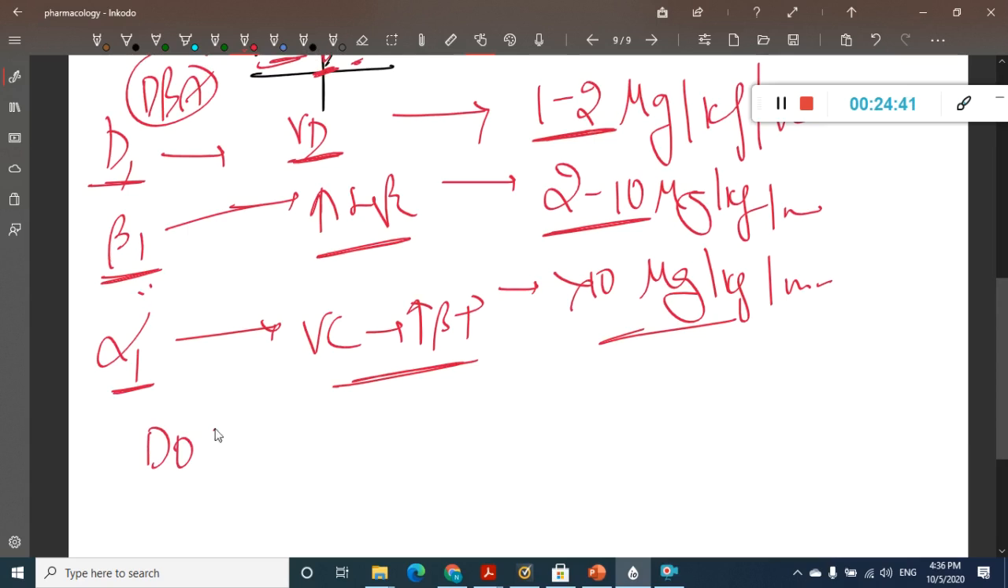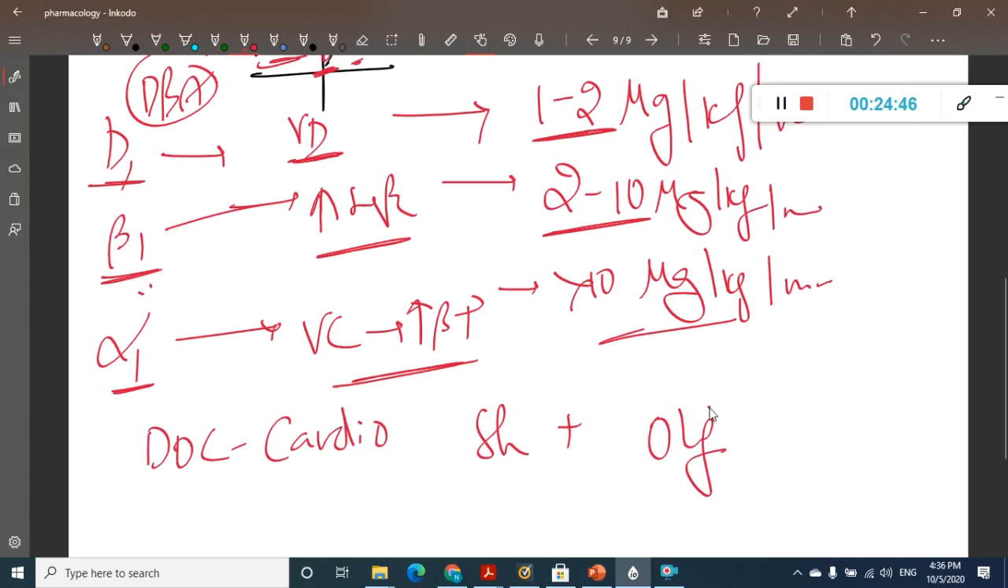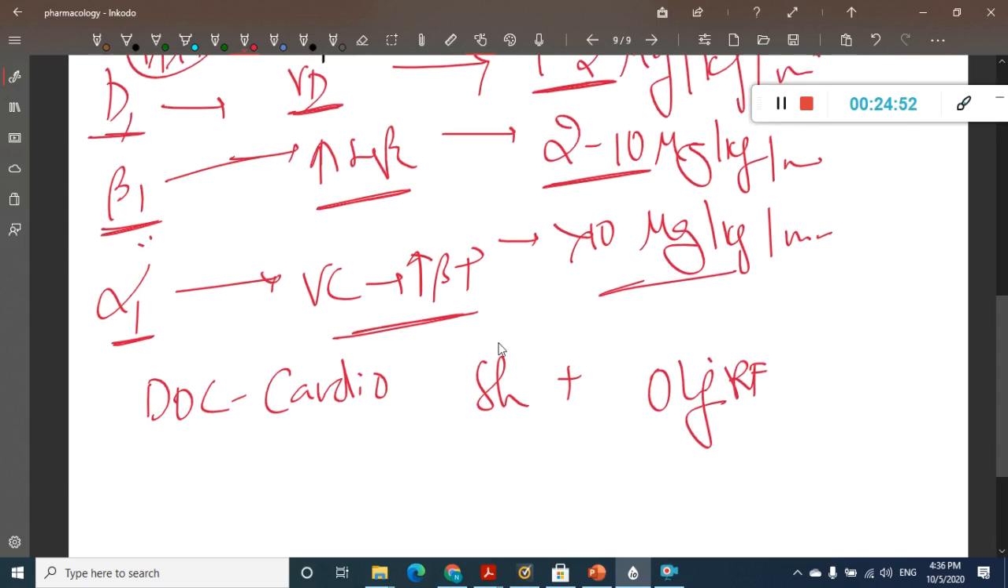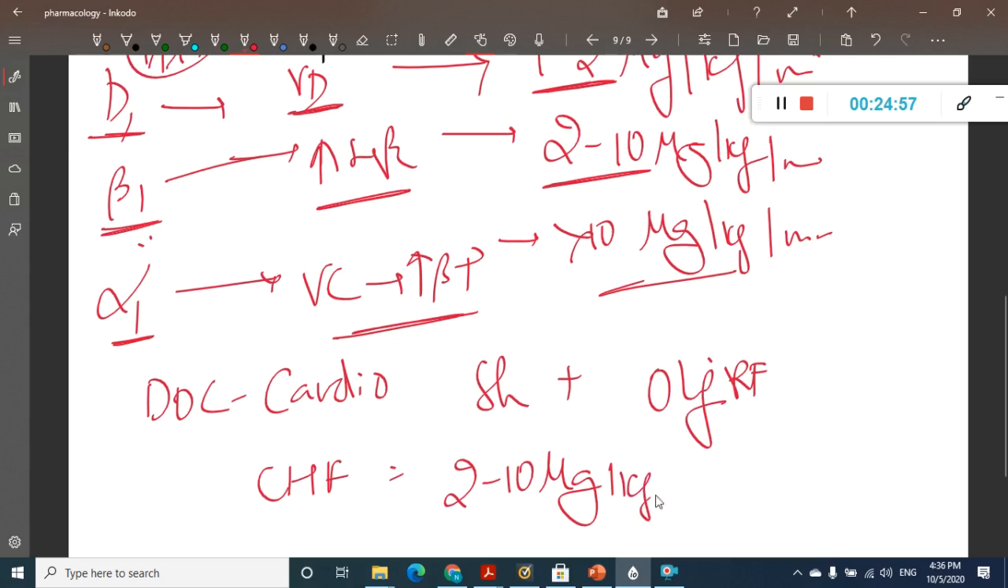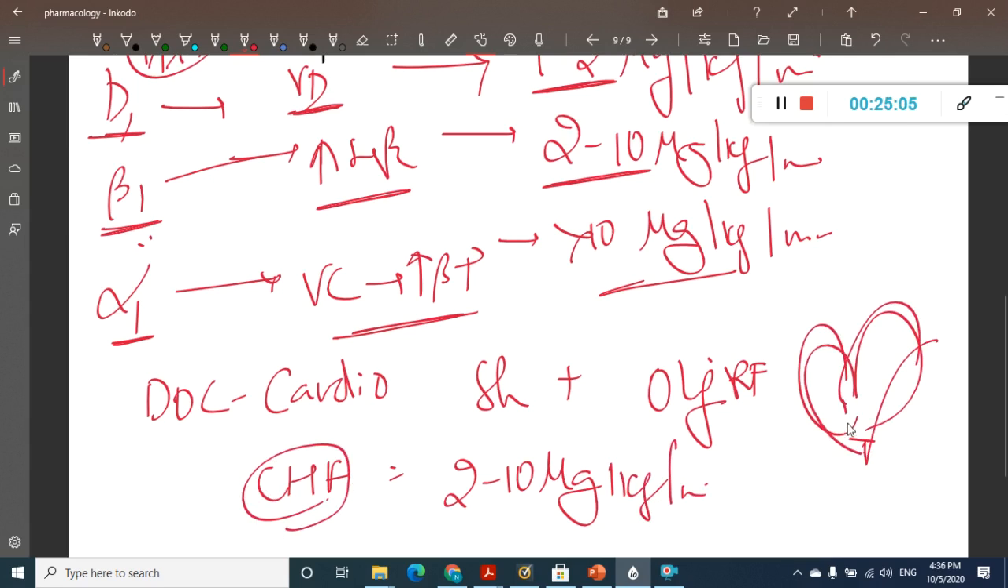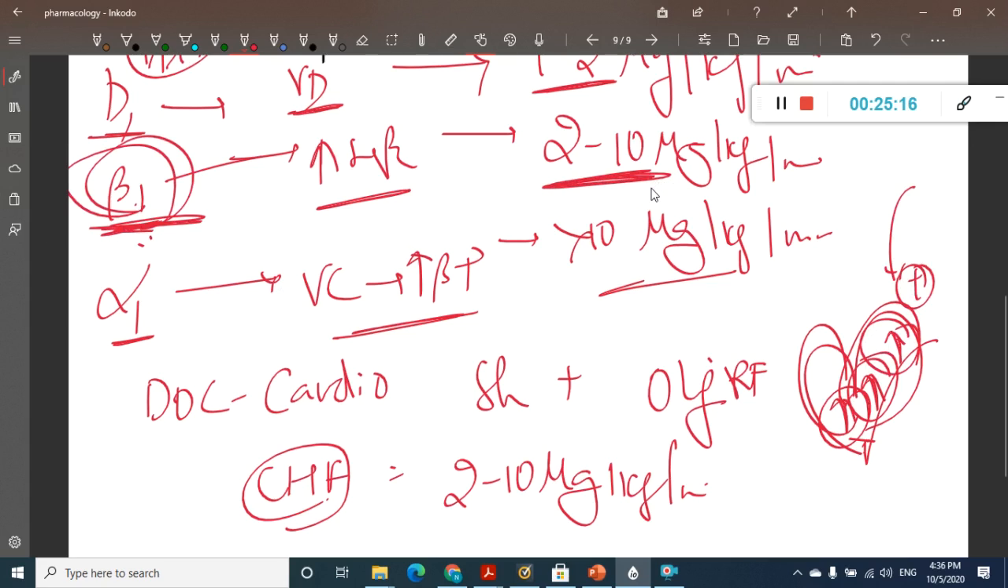So if you see, dopamine is the drug of choice in cardiogenic shock with oliguric renal failure. Okay, these are the drug of choice in cardiogenic shock with oliguric renal failure. So what is the dose that is given in congestive heart failure? You give 2 to 10 microgram per kg per minute, because in congestive heart failure you will have to do something to increase the force of contraction of the heart. You will have to activate the heart. So for that the action should be on beta 1 receptors, so you should give 2 to 10 micrograms per kg per minute. Okay, so this is dopamine.